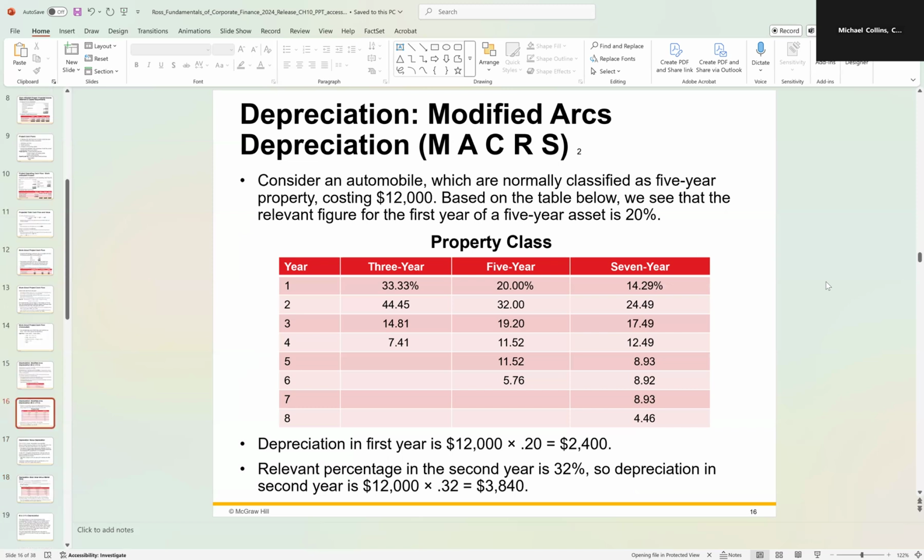Consider an automobile, which normally is classified as a 5-year property, costing $12,000. Based on the table below, we see that the relevant figure for the first year of a 5-year asset is 20%. Depreciation in the first year is at 20%. The relevant percentage in the second year is 32%, so depreciation in the second year is $3,840. So this is another accelerated depreciation, where it changes over time.